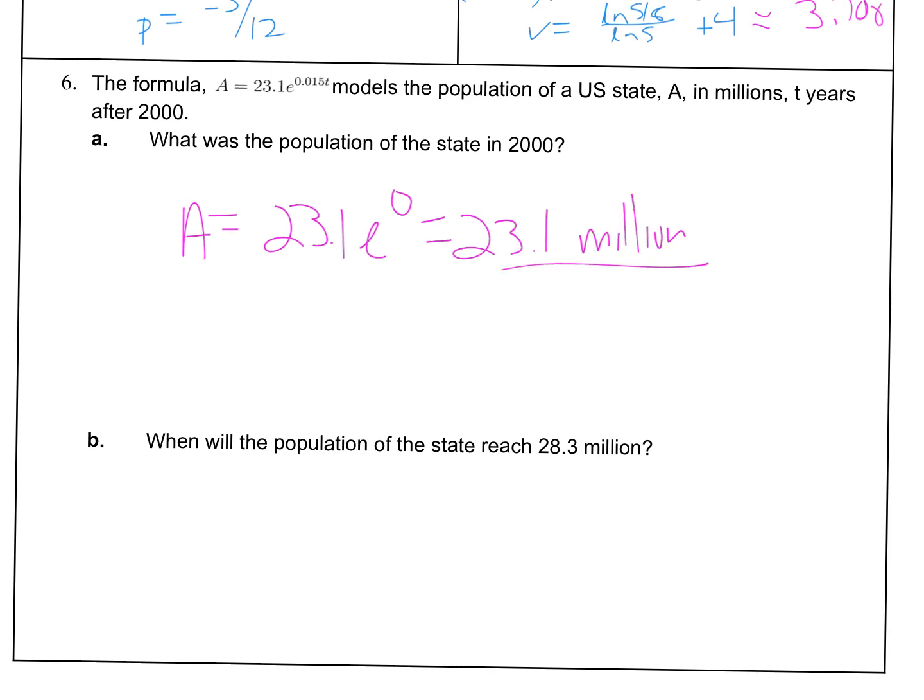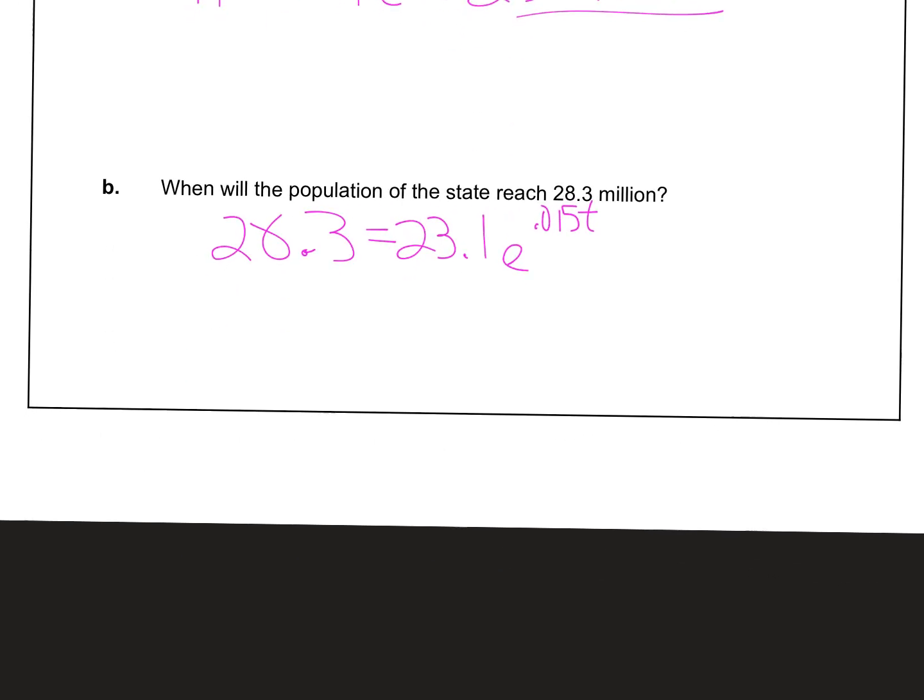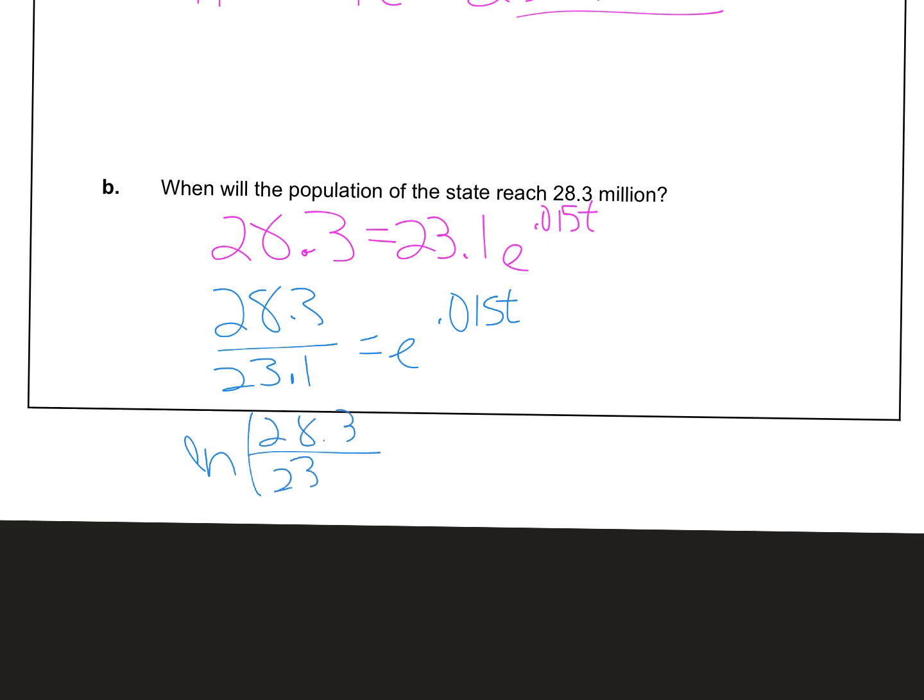Well, when will the population of the state reach 28.3? So 28.3 equals 23.1 e to the 0.015 t. So we got to solve for t. So I would divide by 23.1. That's going to be e to the 0.015 t. Now I would take the natural log of both sides. So the natural log of 28.3 over 23.1 equals 0.015 t. And then I would divide by 0.015, divide by 0.015.